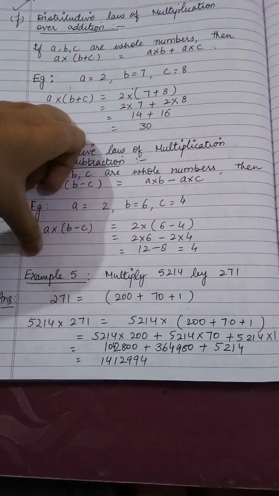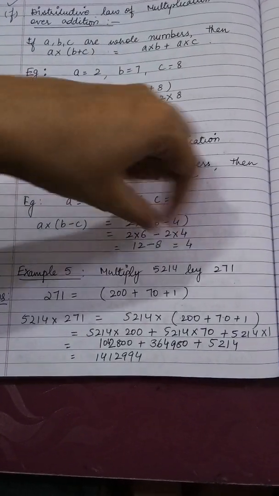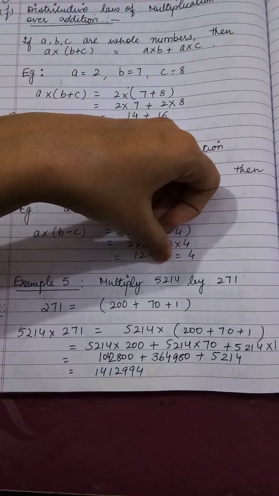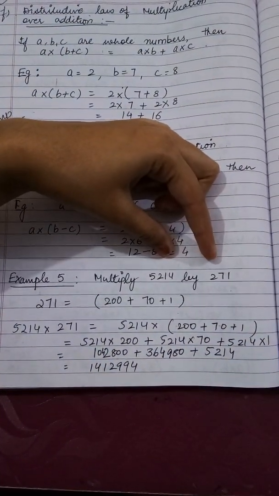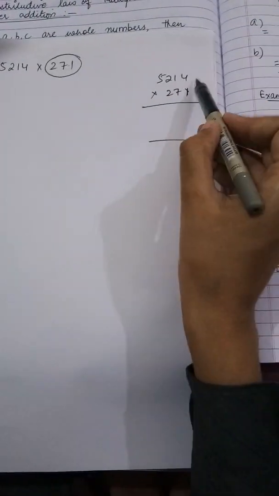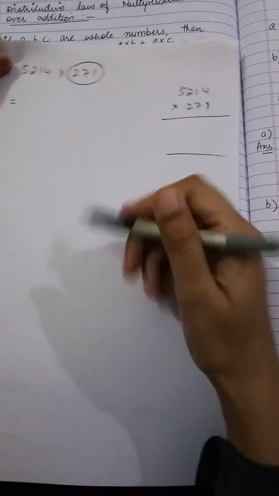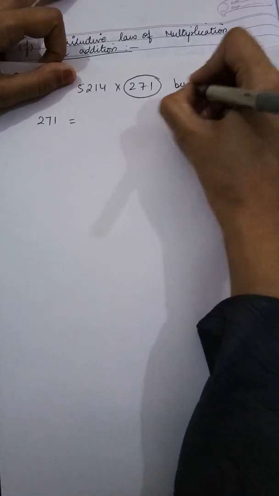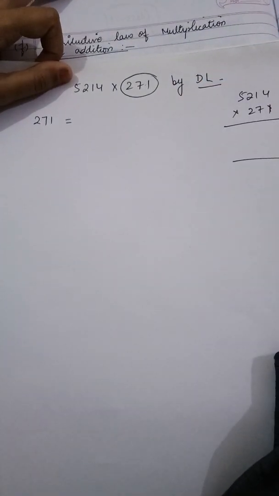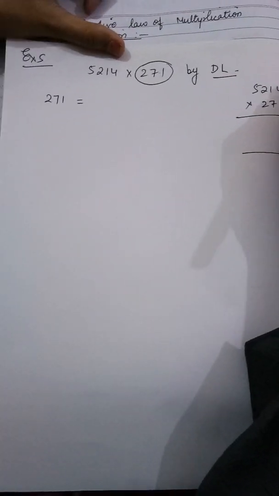Now we'll be moving to example 5. In example 5, the question is that you have to multiply 5214 by 271. So you have to multiply these two. Now if you have to multiply it, either you can simply do this, but if in the question it is mentioned that you have to multiply this by using distributive law, then how you are going to do it?